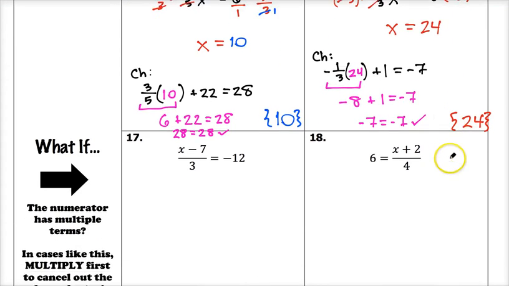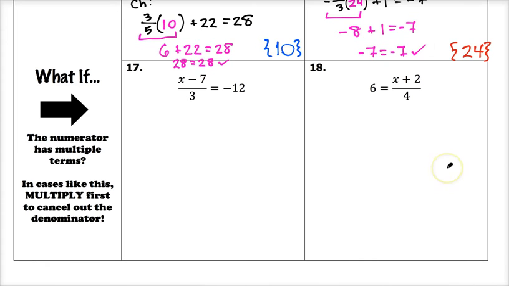Okay, we have two more examples I want to show you, and these are the exceptions to the rule we talked about with two-step equations. This is a what if the numerator has multiple terms. If you look at both 17 and 18 here, you see that the numerators of the fractions have two terms, an x and a minus 7 in 17, and an x and a plus 2 in 18. When you have multiple terms in the numerator, you want to multiply first to cancel out the denominator. So equations like 17 and 18, we're actually going to multiply before we add or subtract, and that's going to allow us to get rid of the denominator and get our numerator by itself.